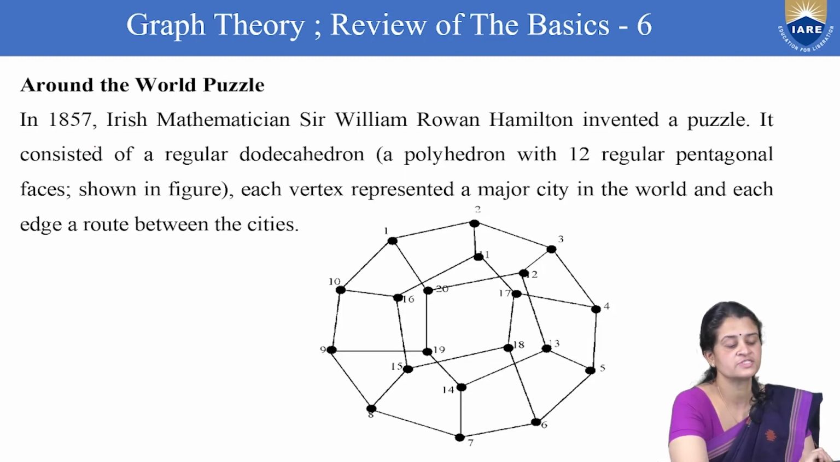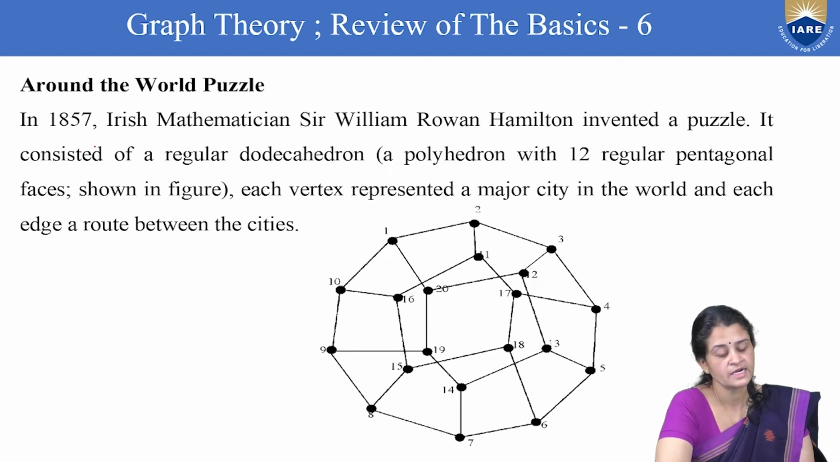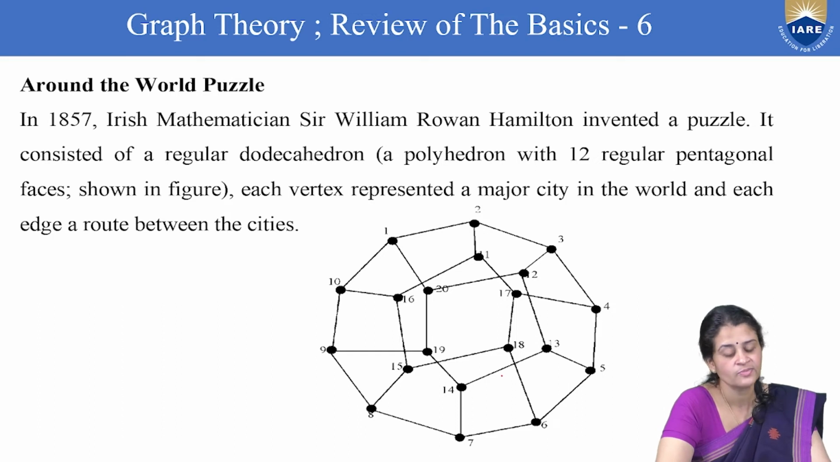Actually, in 1857, Irish mathematician Sir William Rowan Hamilton invented this puzzle. It consists of a regular dodecahedron, a polyhedron with 12 regular pentagonal faces, as shown in the figure. It's not regular here because I had to elongate my figure to fit into the slide. They're not regular pentagonal faces, but it's like that only. It has 20 vertices and 12 pentagonal faces, as shown here.